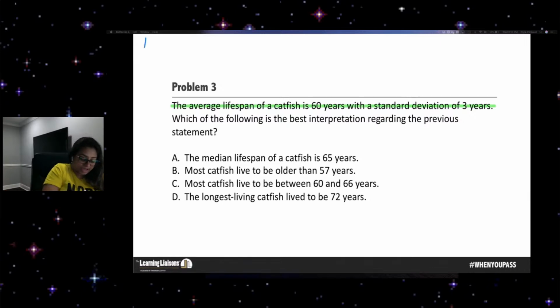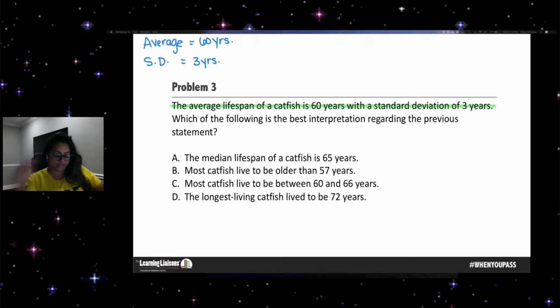So right now we know average, 60 years. And then it tells us the standard deviation is 3 years. I'm going to name that SD for standard deviation, 3 years.